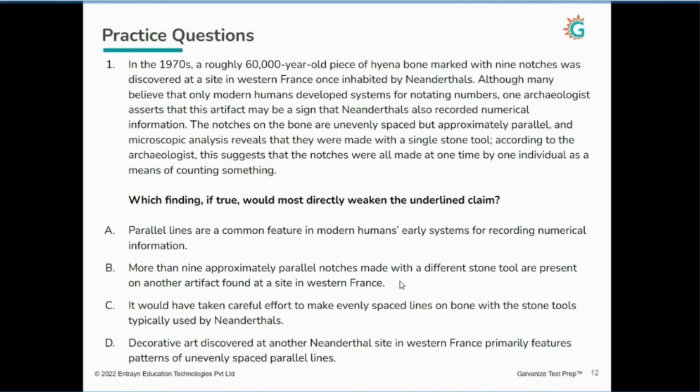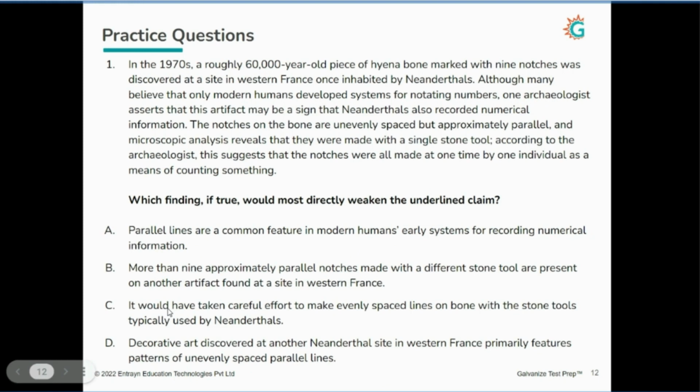We have parallel notches made. Again, it's found at another site, so you can generalize the trend. You can add more data, right? So that would only support the claim. Here, the point, why not A and C also? Can you rule them out? Because A supports it. A supports the claim. And a common feature in modern humans' early systems. Okay, right. No problem. It supports it.